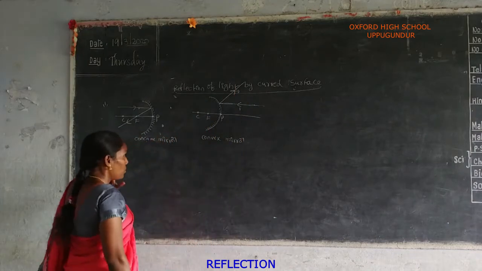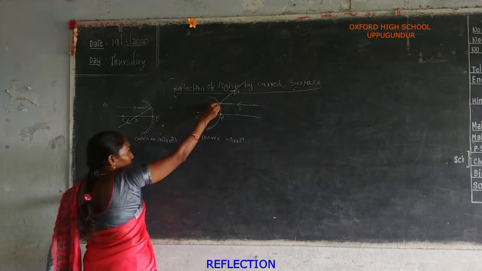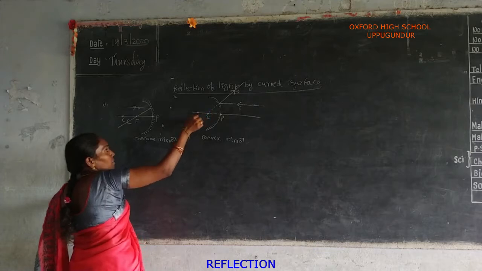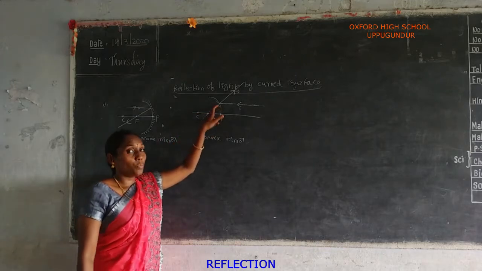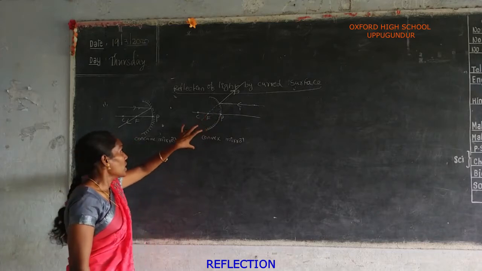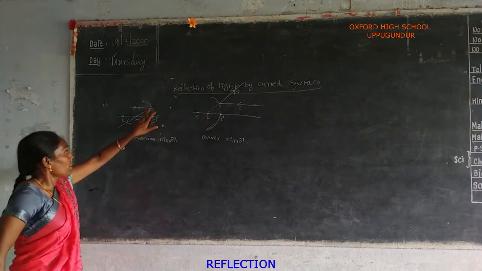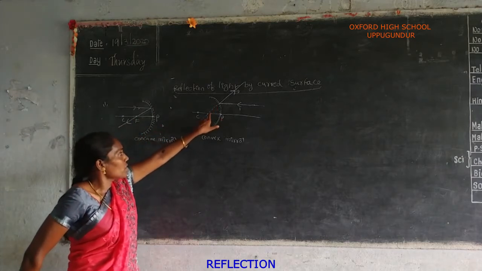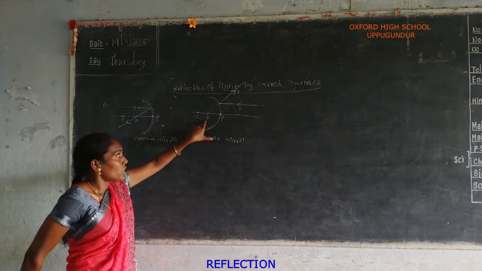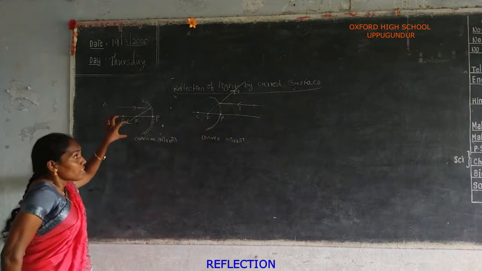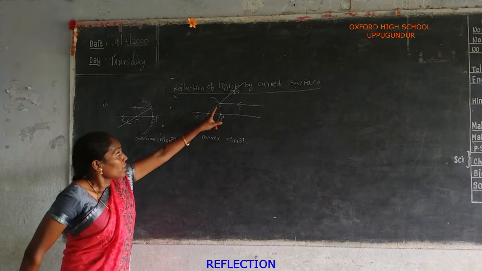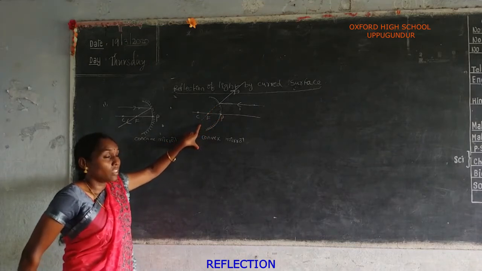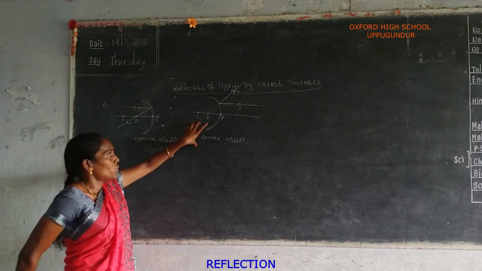So this reflected ray is extended. That extended reflected ray passes through the focus. Here in the concave mirror, the directly reflected ray passes through the focus. Here in the convex mirror, the extended reflected ray passes through the focus. That's why directly reflected rays give a real image. Here extended reflected rays give a virtual image.